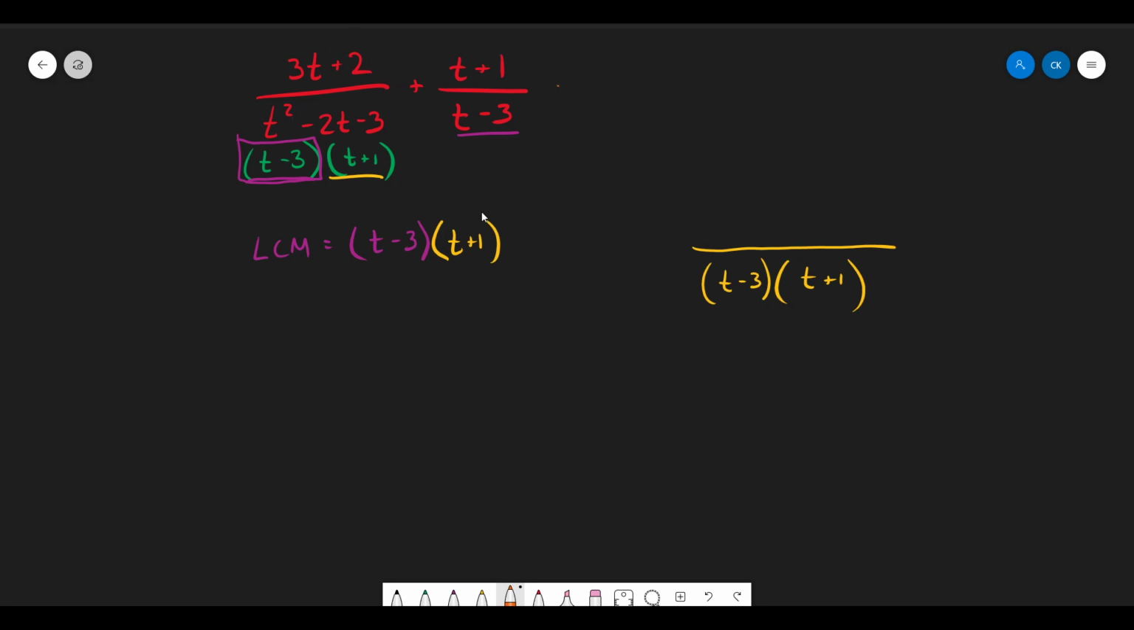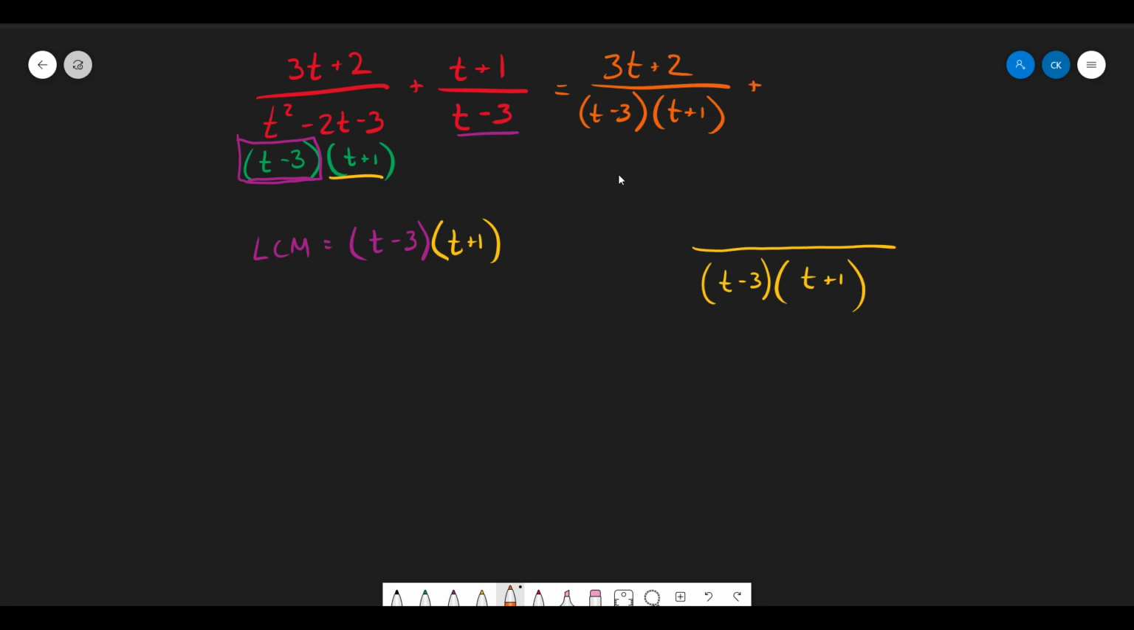This first fraction, I'm just going to rewrite exactly as is, but I'm going to rewrite the denominator as this just to make it easier for me to understand. So the top is going to stay as 3t plus 2 and the denominator is going to be t minus 3, t plus 1. Again, remember, we didn't change this denominator at all. We just rewrote it in its factored form.